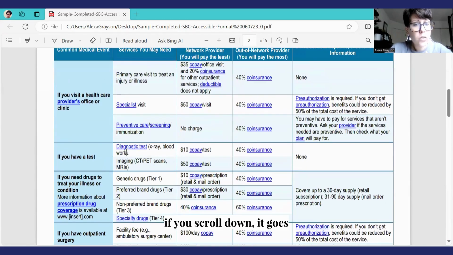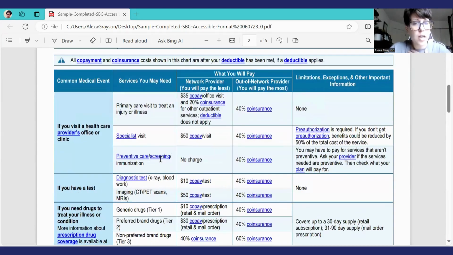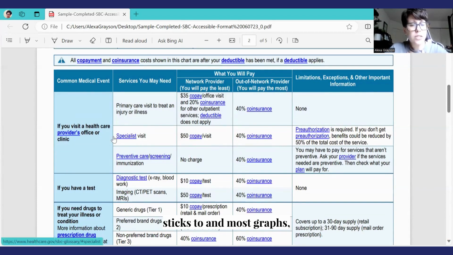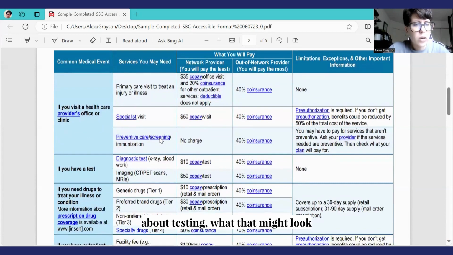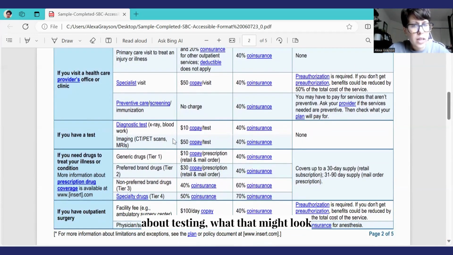And then if you scroll down, it goes through all the different services that you might use: medical, mental health, common medical events is what it sticks to. And most graphs, charts, SBCs look pretty much like this. It breaks down the same things. So it talks about testing, what that might look like. Do you have to meet your deductible first?